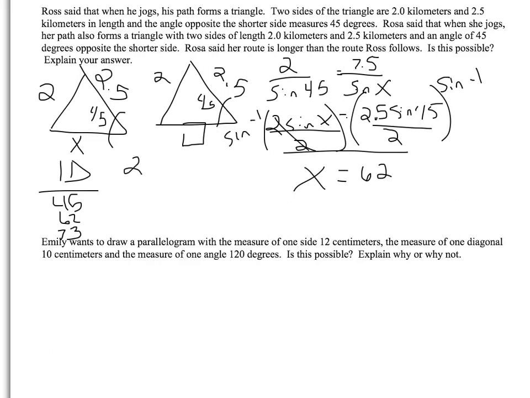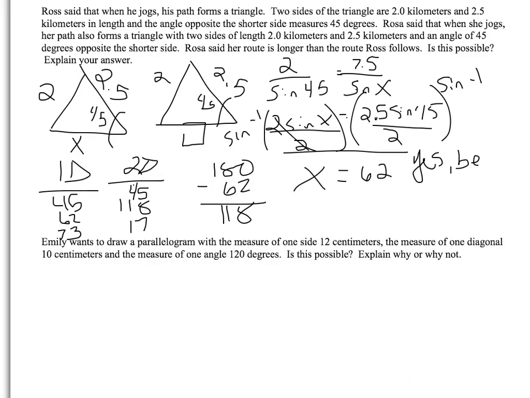Now to see if we can make a second triangle, and that's Rosa's goal, to be able to come up with a different triangle that works, we would have to use the 45 degrees. We would take 180 and subtract 62 to get 118. We see that it is under 180, so my third angle could be 17 degrees. So yes, since we can make 2 triangles, it is possible for Rosa's route to be longer. So the answer is yes, because we can make 2 triangles.